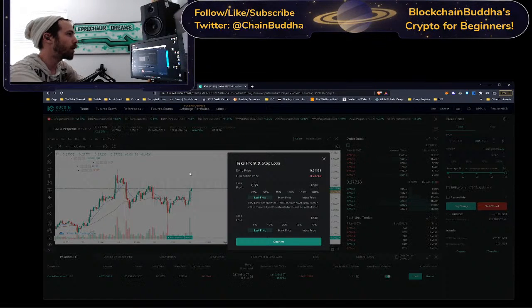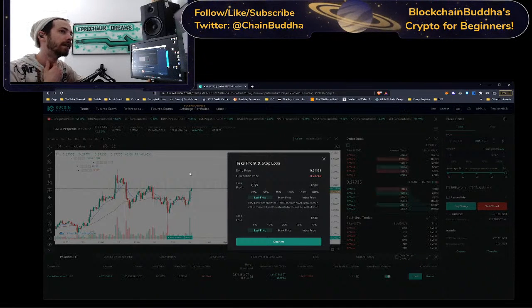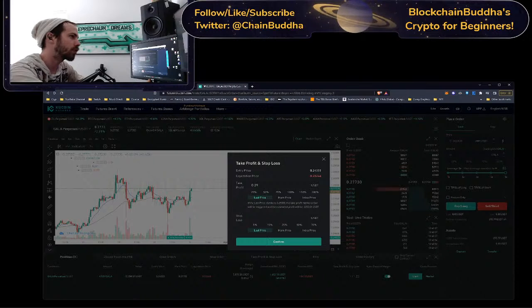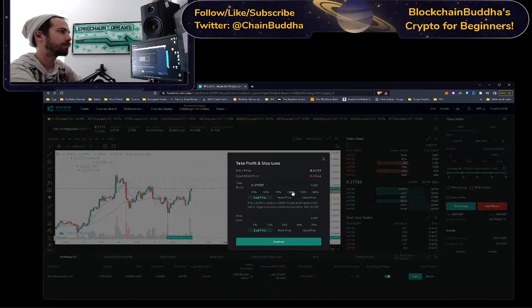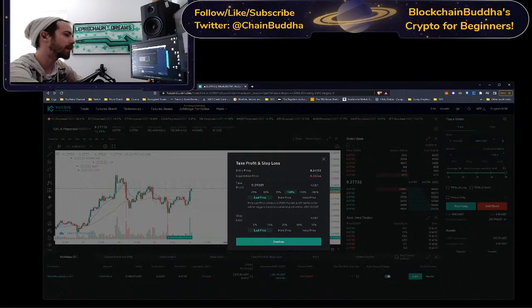It's a way to secure your profits if you think price is going to jump up and then just crash right back down. It's a good way to set it so that if you go to bed and you don't want to be watching the trade, you can automatically exit the trade when you hit a certain price. You see 100% profit for me would be at just over 29 cents.